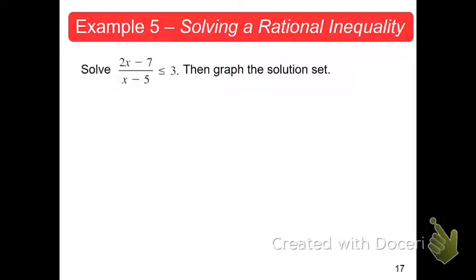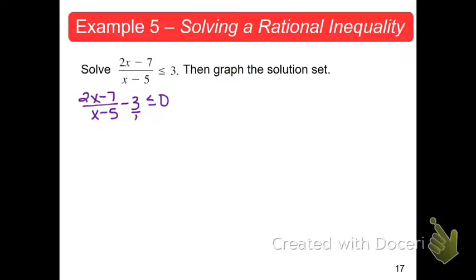So start out just like before. Remember, you have to have a 0 on one side of that inequality symbol. And so we're going to move that 3 over by subtracting it. So when I subtract it, I get (2x minus 7) over (x minus 5) minus 3 less than or equal to 0. Then, in order to put those together, we have to have a common denominator.